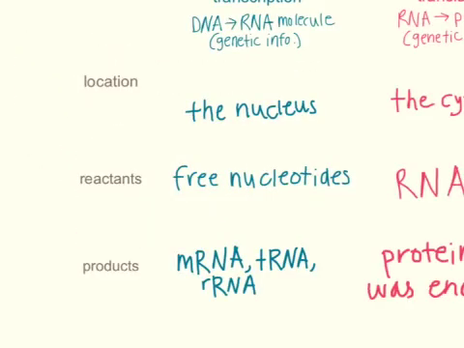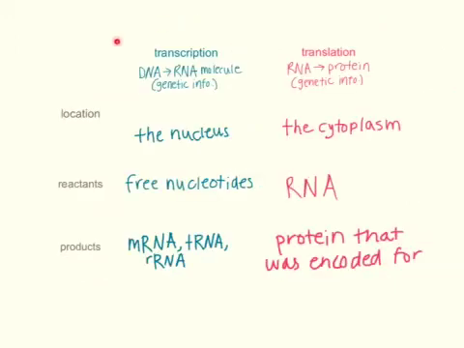So in this slide, we're going to talk about the differences between transcription, which is blue, and translation, which is pink, in terms of location of each of these stages, reactants involved, and the products produced. So transcription is the changing of DNA to an RNA molecule in terms of genetic information, and translation is the transfer of RNA into a protein, and the location of transcription is the nucleus, because that's in fact where the DNA is located, and translation occurs outside of the nucleus in the cytoplasm.